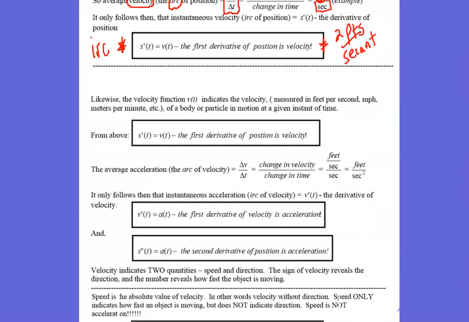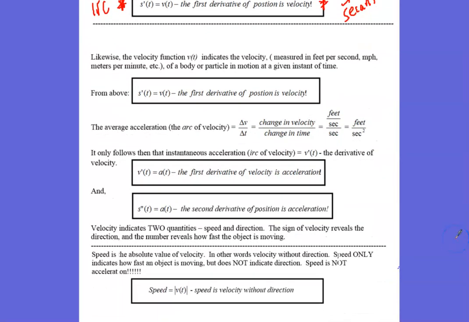Likewise, if we want to know how fast the velocity is changing... So we'll stay with red for velocity. The velocity function indicates velocity, and that would be measured in something like feet per second, miles per hour, meters per minute, and it tells, again, two things. It tells, number one, the direction a particle is moving, and that would be based on the sign. If the velocity is positive, the particle is moving to the right or up. Secondly, the velocity tells how fast the object is moving.